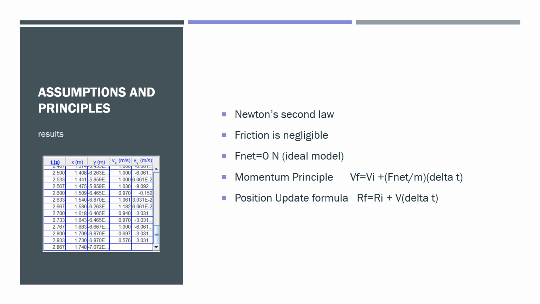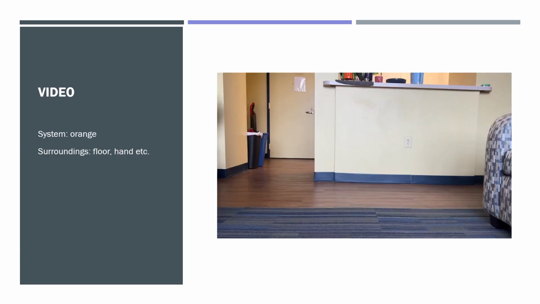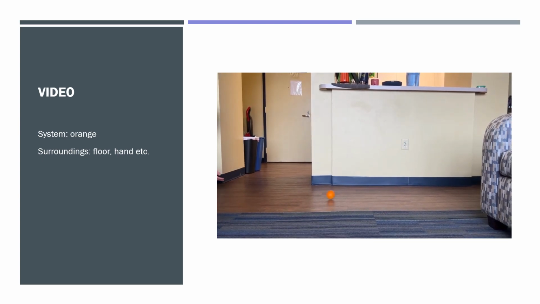And here is a brief overview of some of the results of my tracker. At t equals 2.867, the x position is 1.748 meters away from the origin. Here is the video. The system is the orange, and the surroundings are the floor, my hand, etc.